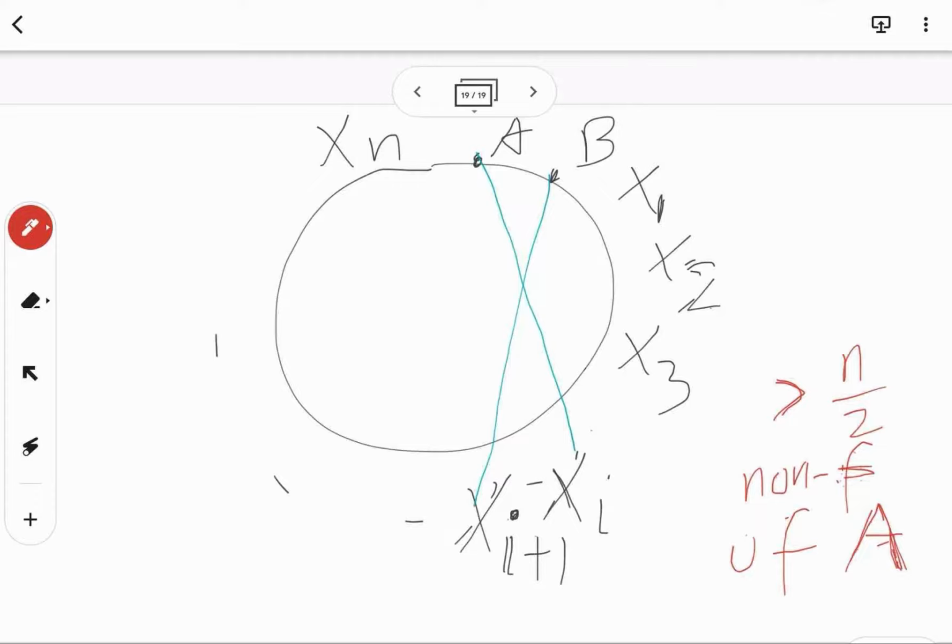Since the sizes of those two sets together is more than n, they must overlap, right? Because if you have two subsets of x1 through xn, and they both have sizes greater than n over 2, then they cannot be disjoint, because they're all subsets of a set of size n. And so that means that xi and xi plus 1 always exist, and you can always do this flipping trick.